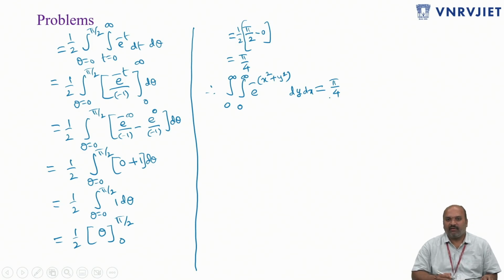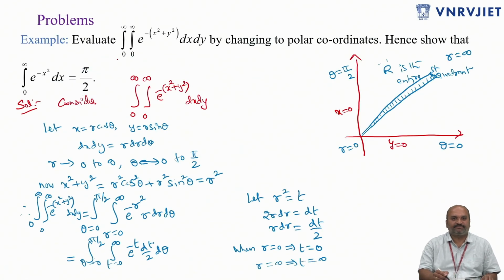This we got. Now, what we have to prove is that the integral from 0 to infinity of e power minus x square dx equals root pi by 2.